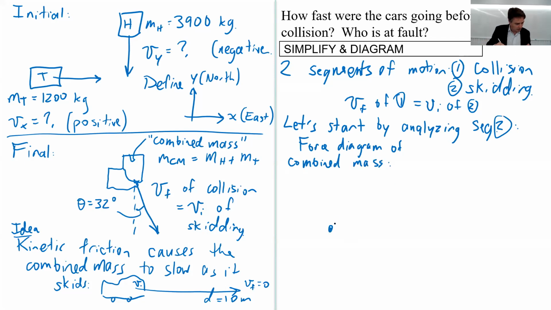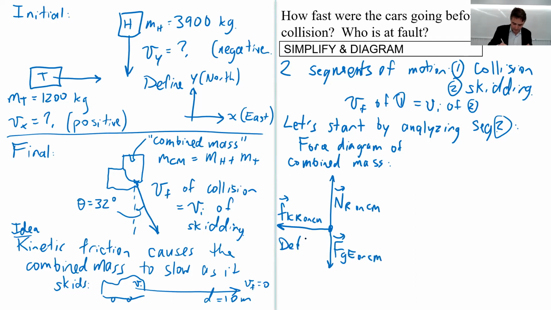So if this is the combined mass, you've got the normal force of the road on the combined mass. You've got the kinetic friction of the road on the combined mass. And then you've got, I guess, the force of gravity of the Earth on the combined mass. I'm going to define y in this case as up, and d is the distance that it's traveling. So this is a diagonal distance.